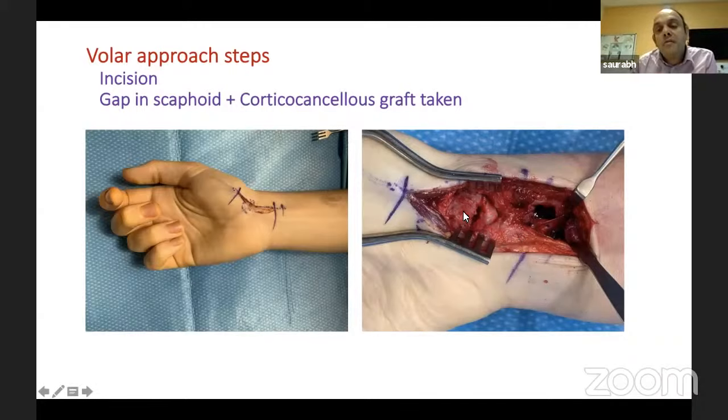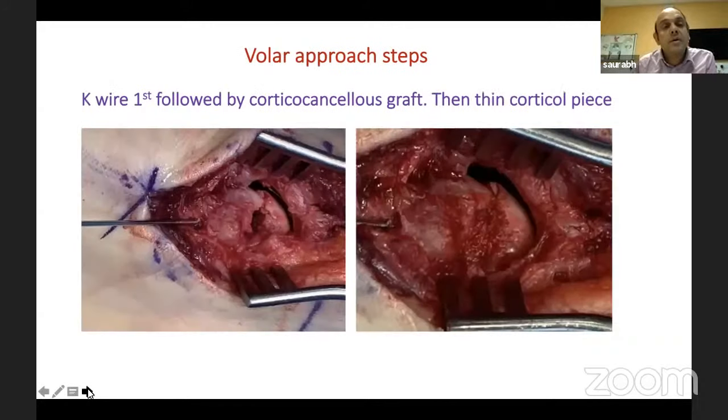And once you have a rough idea about the gap and the size of cortical chip you will need, then from the distal radius you take lots of nice cancellous chips and a very small, thin cortical bone, because we know bone will resorb and new bone will be laid down.